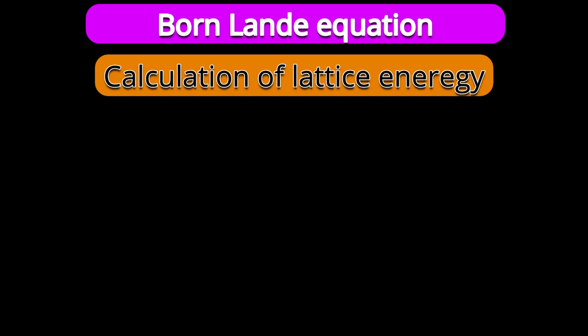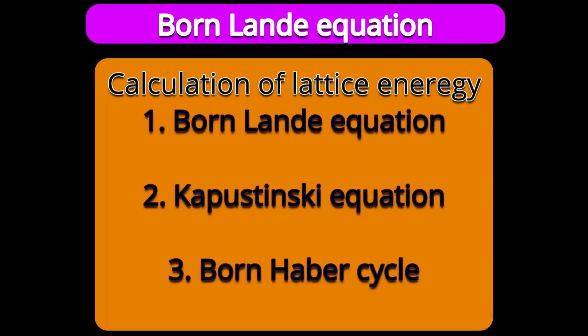Basic understanding about lattice energy, a qualitative approach to compare lattice energy, we discussed in the last part. Now we should move to the quantitative determination or calculation of lattice energy. It can be done by three ways. The first, Born-Lande equation. Second, Kapustinskii equation. And third, Born-Haber cycle. The first two are theoretical approaches and the last one is an experimental approach. Let us discuss in this part the Born-Lande equation.